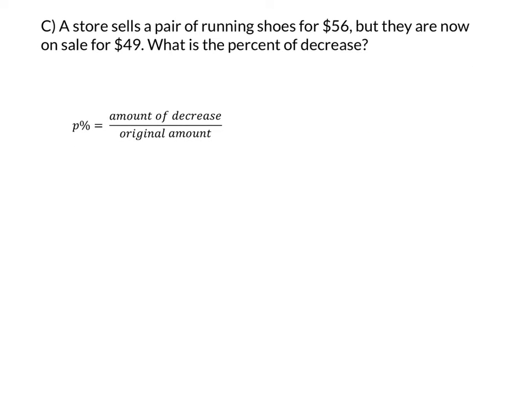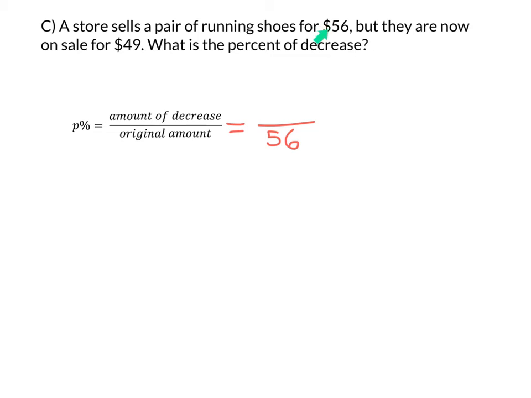In example C, a store sells a pair of running shoes for $56, but they are now on sale for $49. What is the percent of decrease? So to find the percent of decrease, it's basically the same as finding the percent of increase. We just have to figure out how much it went down. What is the amount of decrease? And then divide that by the original amount. Just from looking at this problem, I know that the original amount was $56 because that's what the store normally sells them for. Now I need to find the amount of decrease.